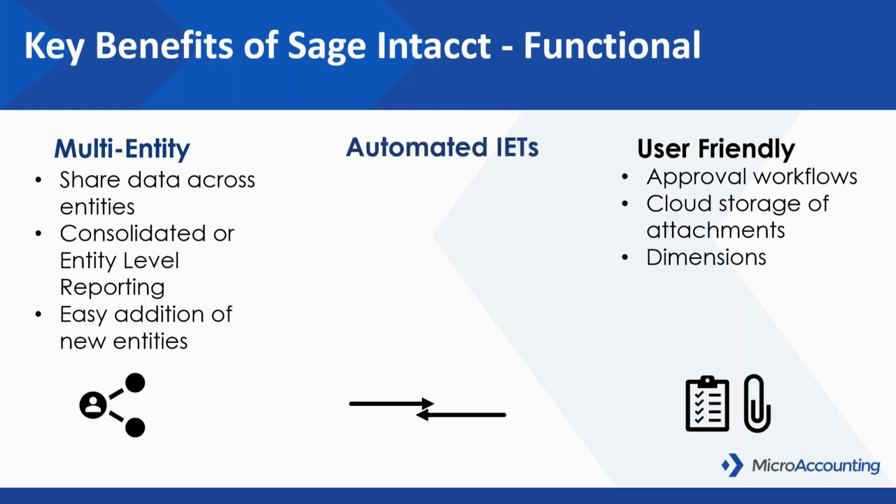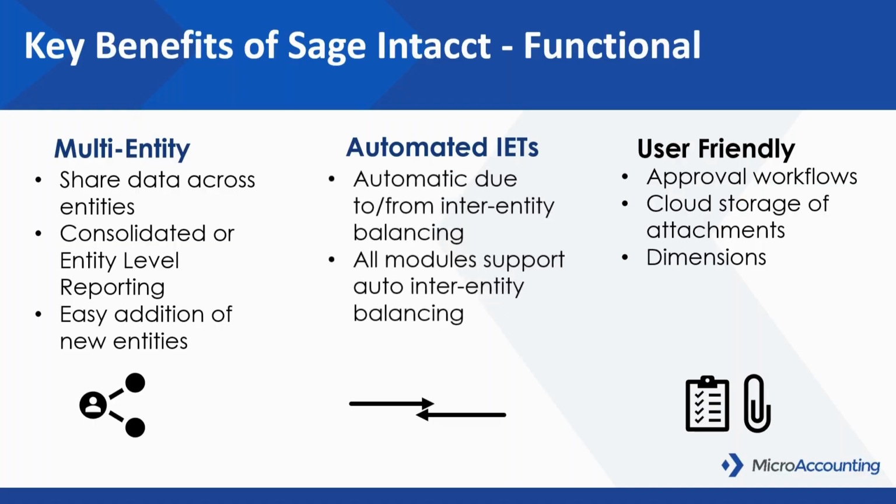We'll also be talking about how with that multi-entity we have automated inter-entity transactions, IETs, and how those journal entries can be automated to do balancing between companies or entities. As a reminder, in Intacct, all modules support auto inter-entity balancing, so you don't have to worry about some of the modules having to manually create those balancing entries. All of the modules in Intacct support that inter-entity functionality.